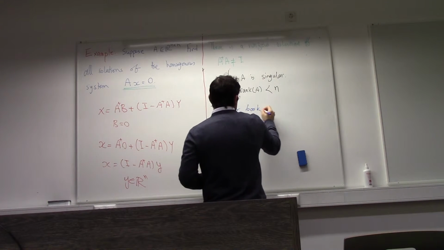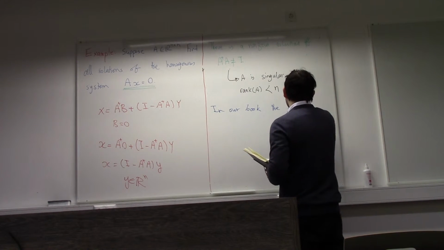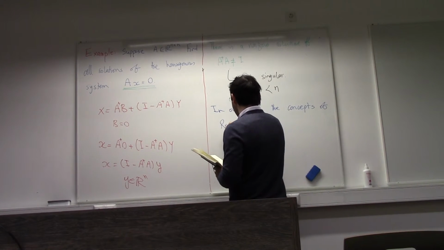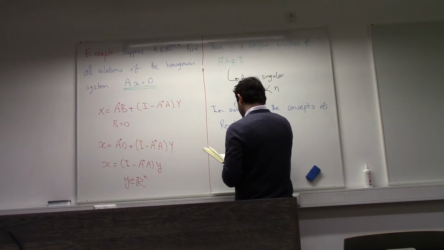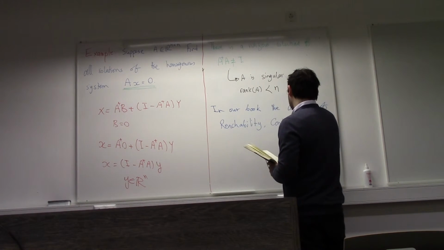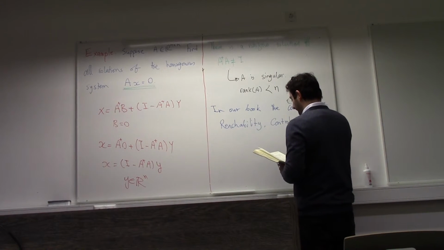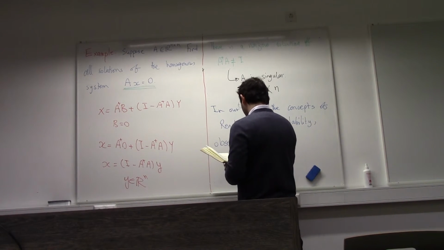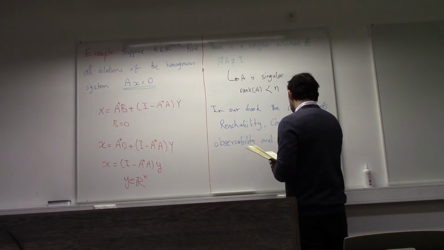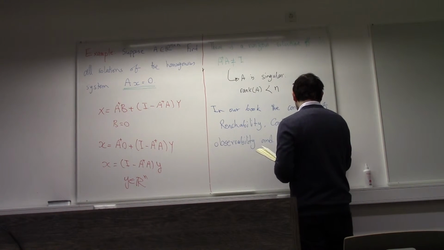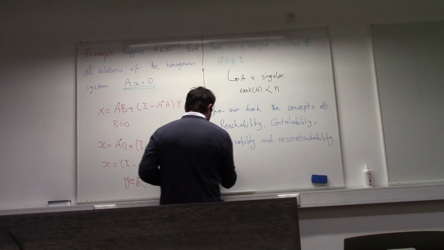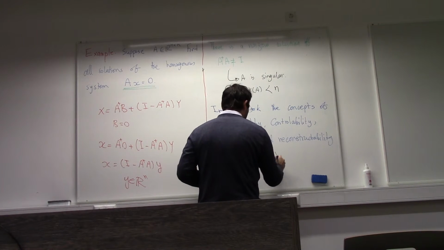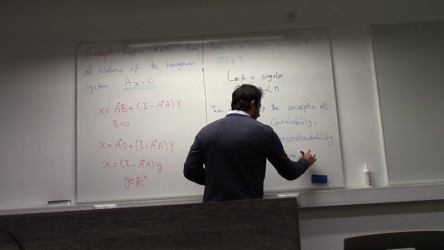And the rank is less than the size of our square matrix. In our book, the concepts of reachability, controllability, observability, and reconstructability, which are basically the examples 6.9 and 6.10, are mentioned.